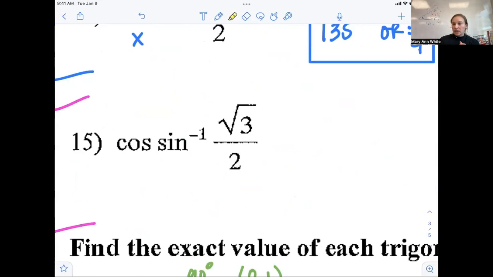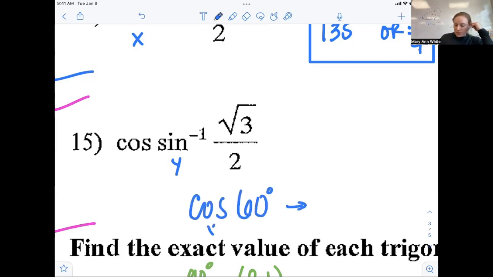I'm going to do a very similar thing over here, but this time I'm going in a different direction. I'm doing my inverse sine first. So I'm going to do my inverse sine of root 3 over 2. So I'm asking myself, what angle has a y or a sine of root 3 over 2? Well, that's going to be a 60-degree angle. So then I'm going to do cosine of 60. And we know cosine or x at 60 is 1/2. So my answer there is 1/2.